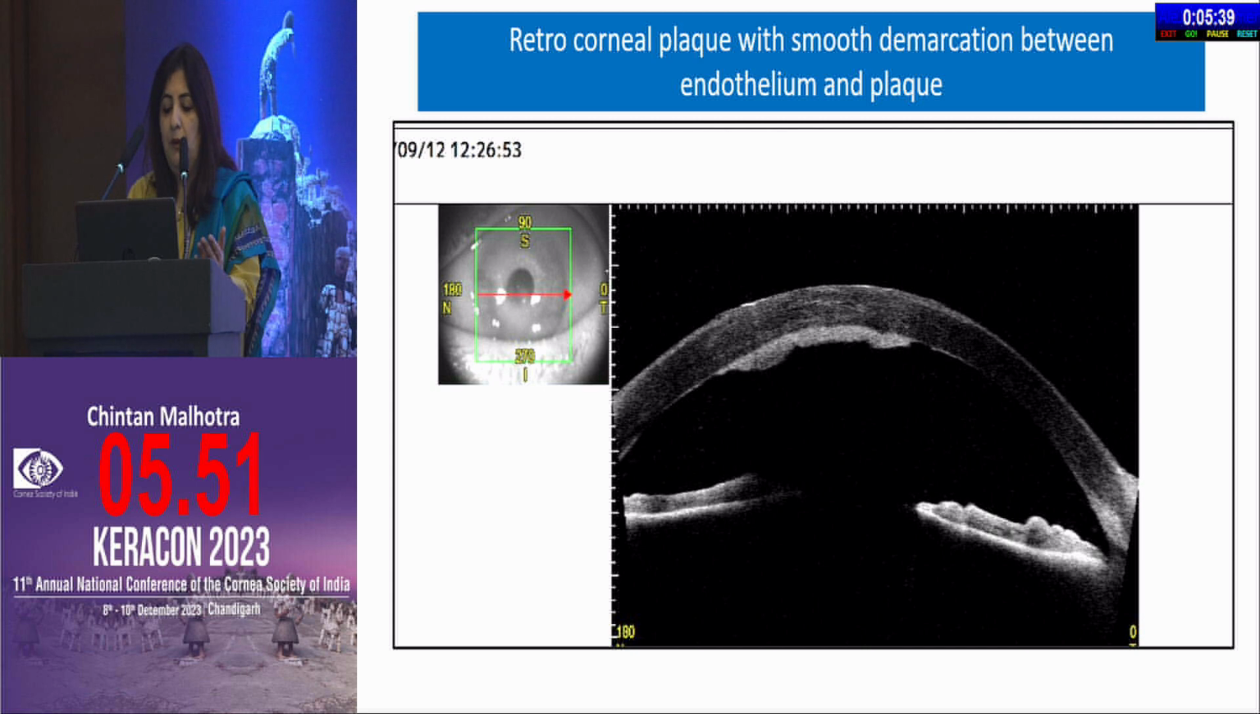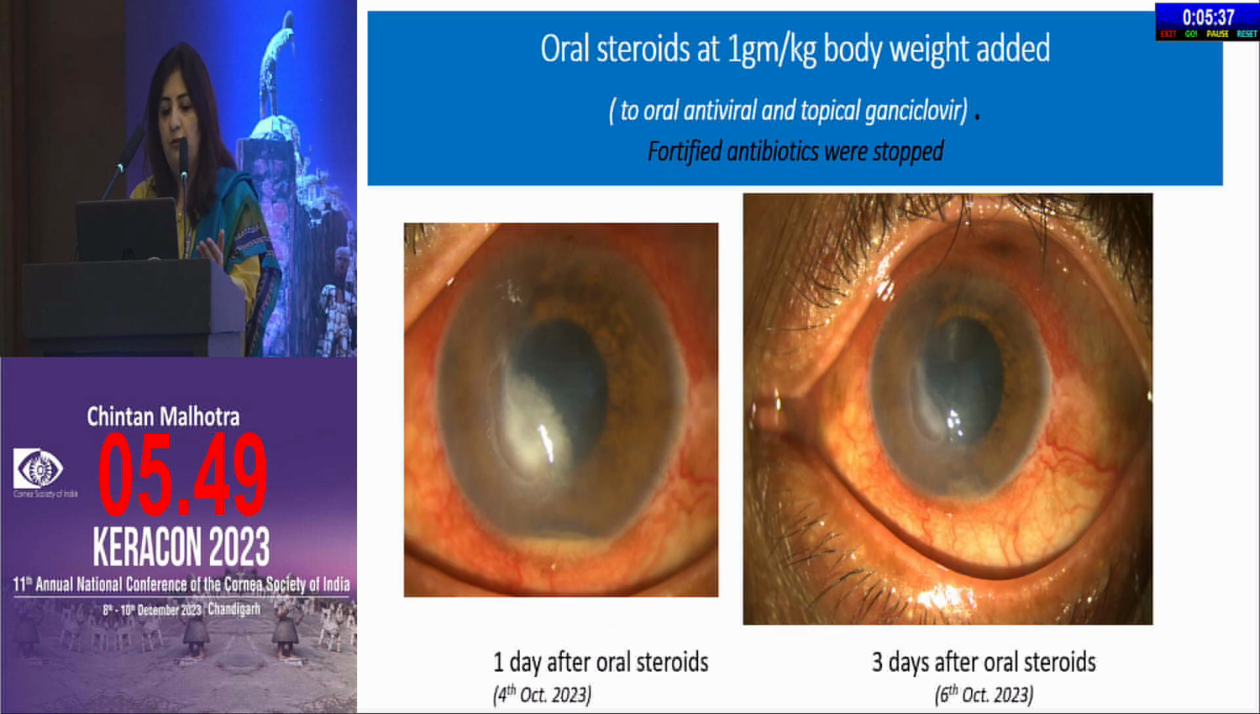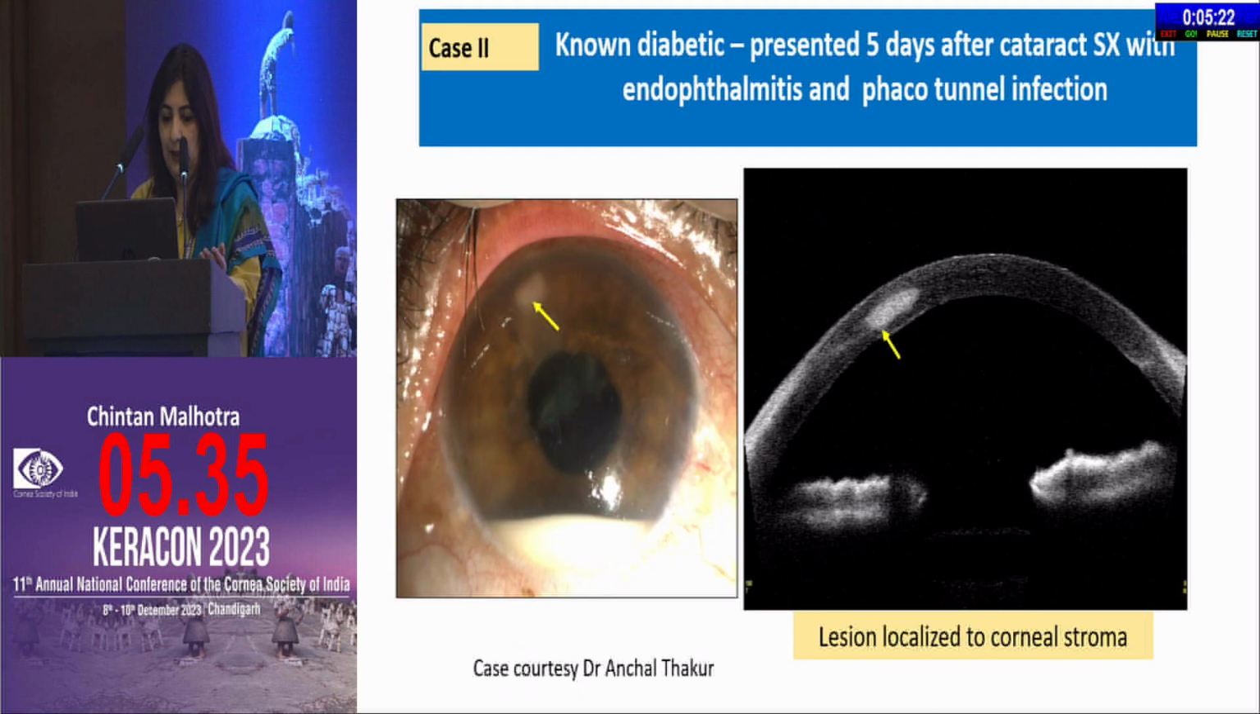And also keeping in mind the KPs and not responding to fortified antibiotics, the patient was started on oral steroids. Topical were avoided because of the epithelial defect, in addition to the oral antiviral. And we can see that within 3 days, the hypopyon had disappeared, the retrocorneal plaque had decreased, and over the course of the next week, the patient healed completely.